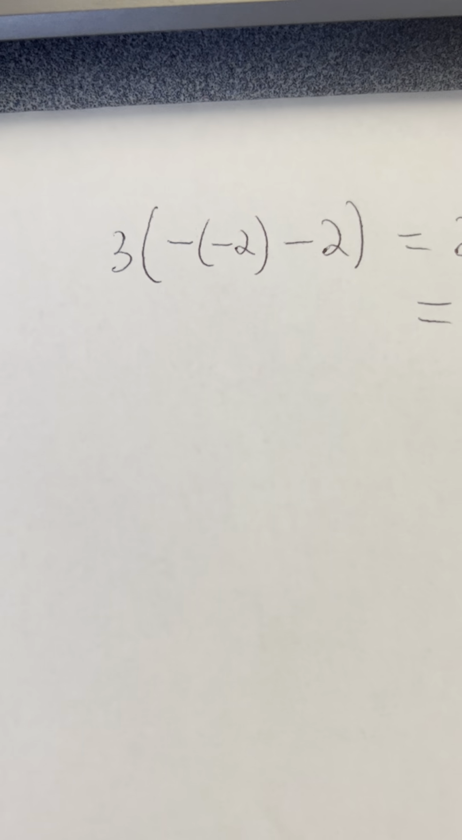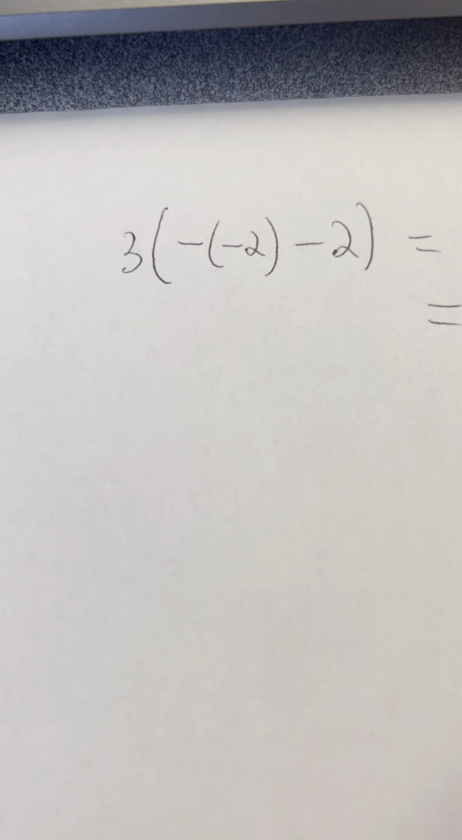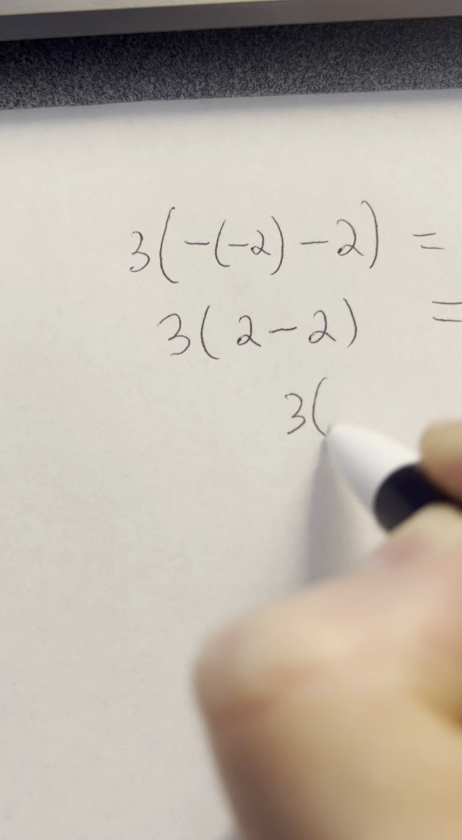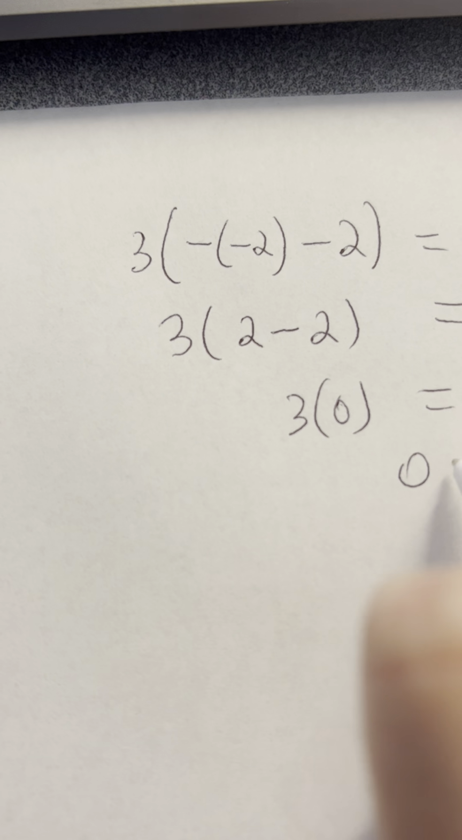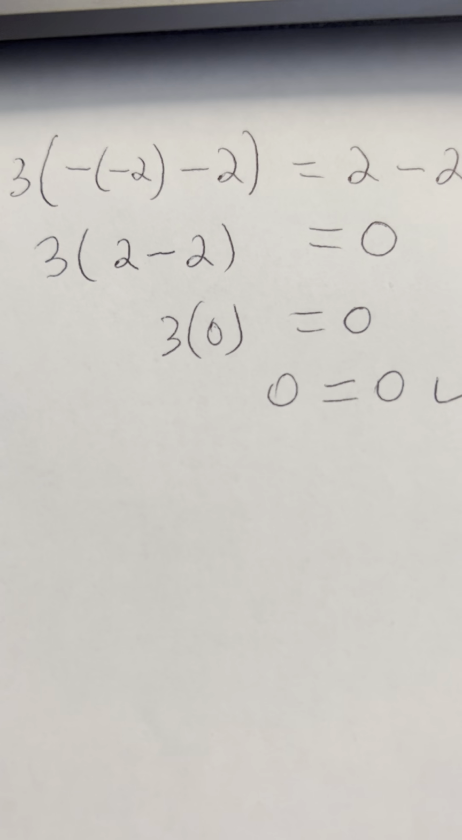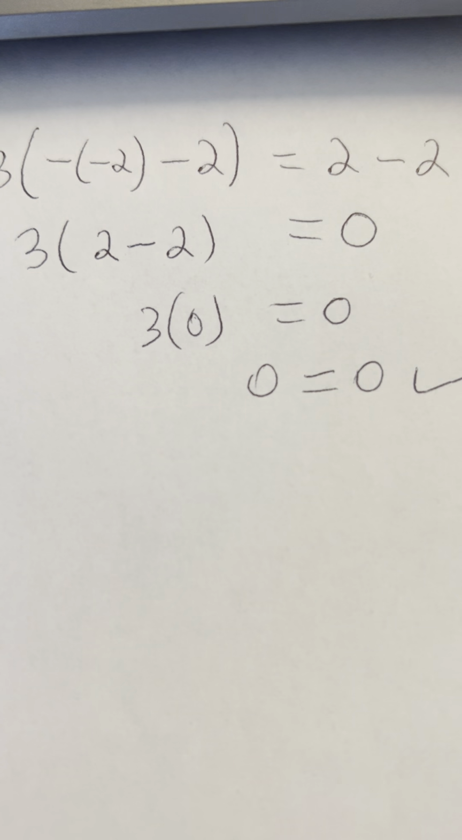So let's put that one side real quick and, well, let's do it by hand. Why not? Negative times negative is positive. So we're gonna have 3 times 0 equals 0. So 0 does equal 0. So we were correct again. So if you needed Desmos, you could use Desmos. This time it's just faster to do it by hand.